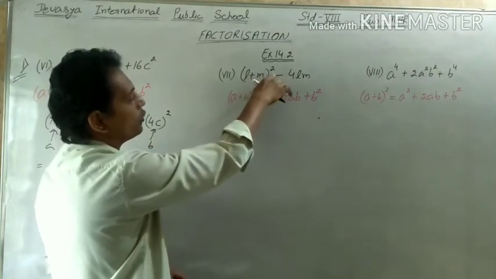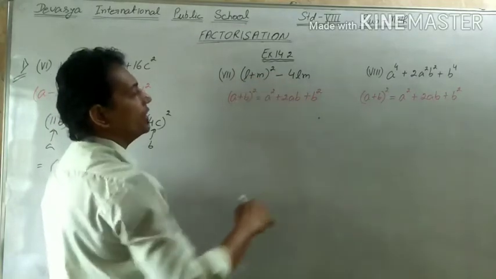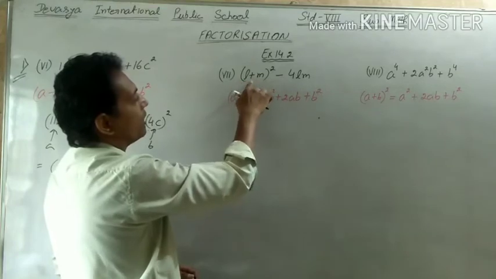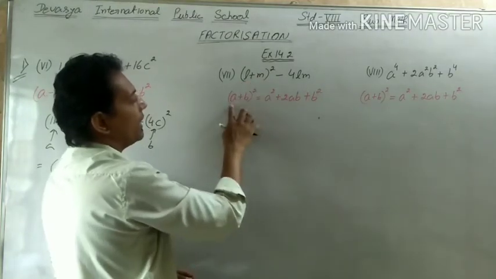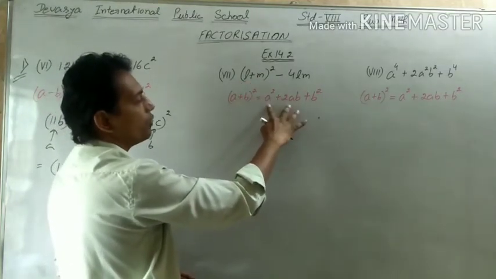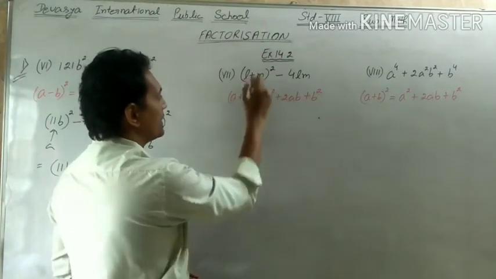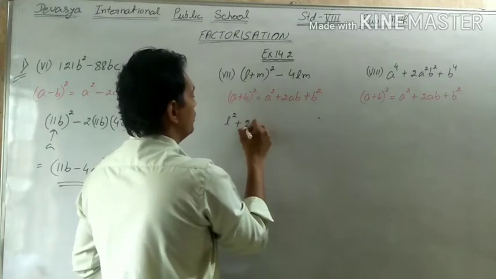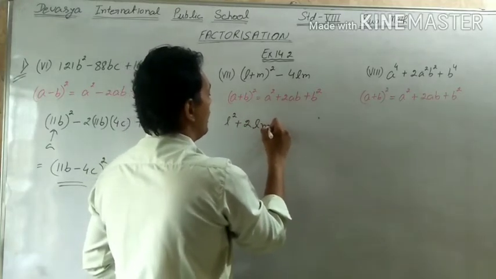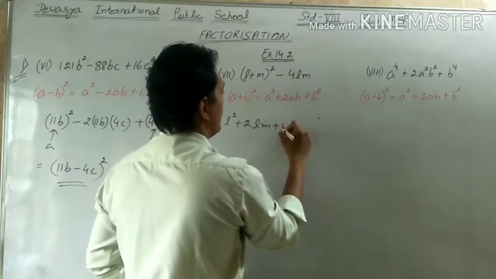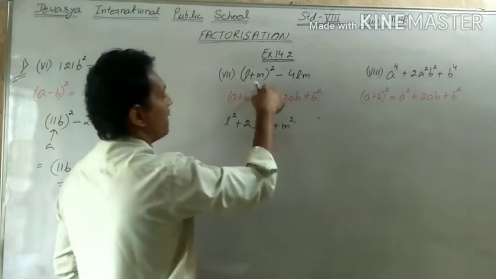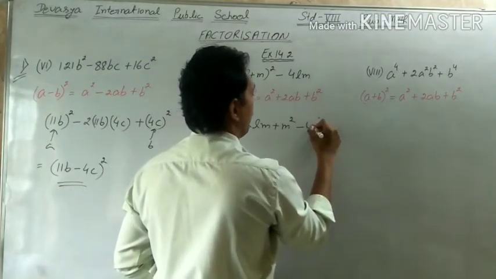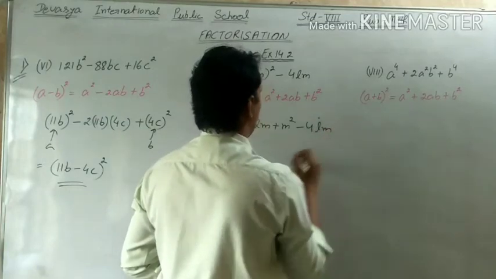Again, in this expression, first of all, we need to expand this format. (l plus m) whole square. We need to expand this. Then later on, we need to factorize. So let's expand this. This is like (a plus b) whole square. We have written the formula (a plus b) whole square, that is a square plus 2ab plus b square. So let's expand this. l square plus 2 into lm plus m square. So we have expanded this, and the last term we need to write, that is minus 4lm.